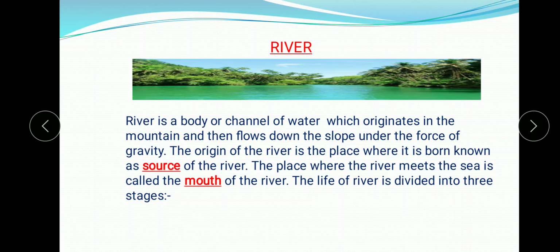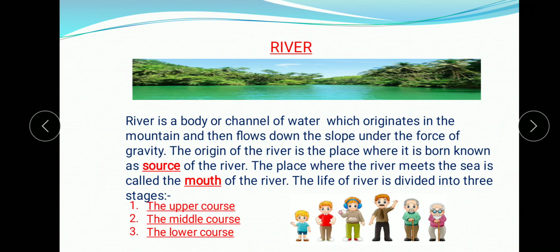Like Ganga, source is Gangotri and its course ends near Bay of Bengal. As you know the various stages of our life: infant, youth, mature and old stage. The life of river is divided into three stages: the upper course, the middle course, the lower course.